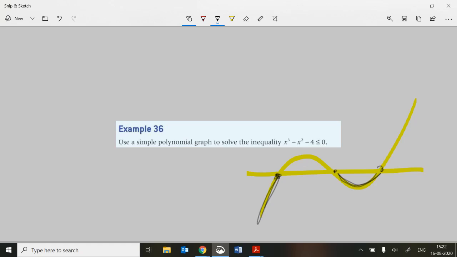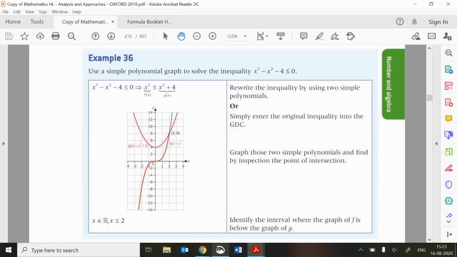Okay, now I do it like that, but you can see that in the book they're saying this is equivalent to taking across the x squared and the plus 4. And that's fine. If you want to do that, you can do. And it's just going to create two graphs, and you can see that that's exactly what they've done in the book as well. They created the two graphs there.